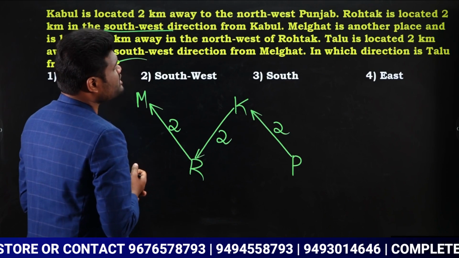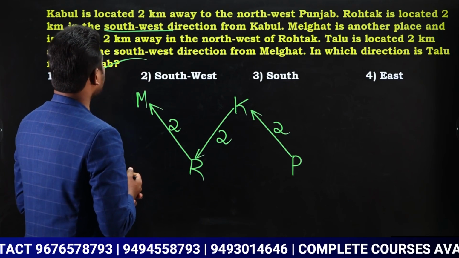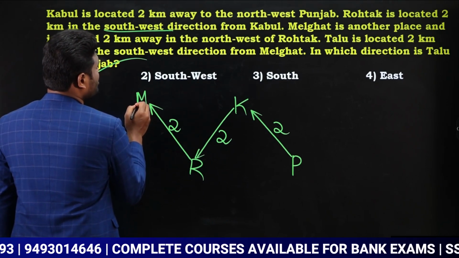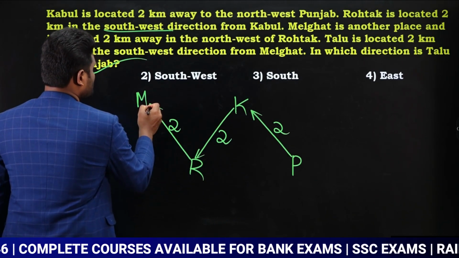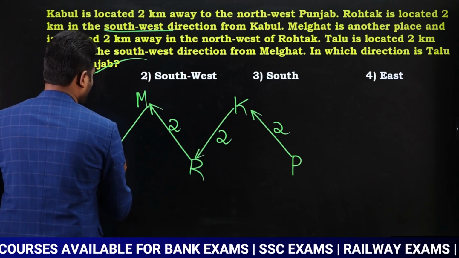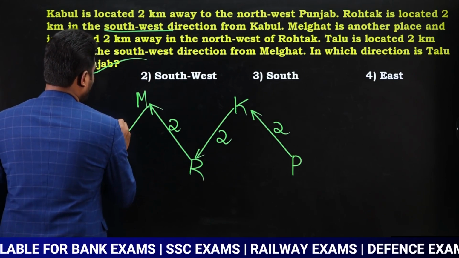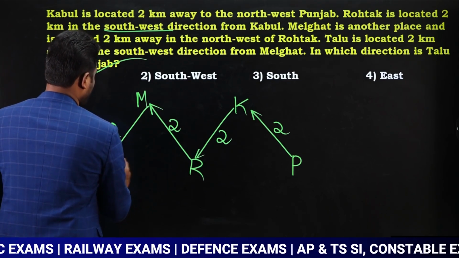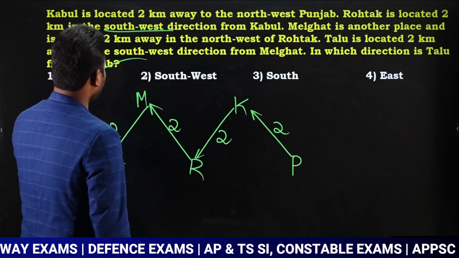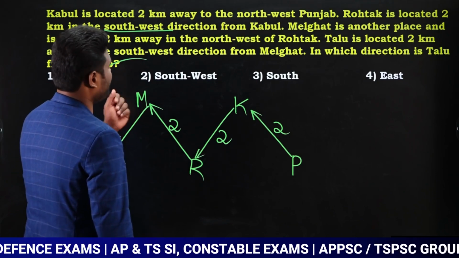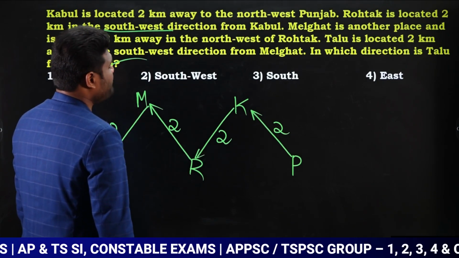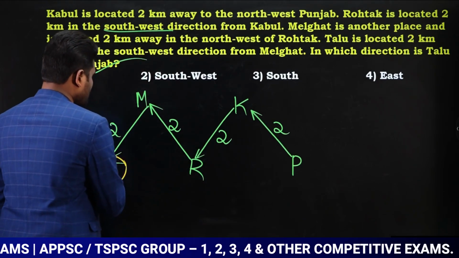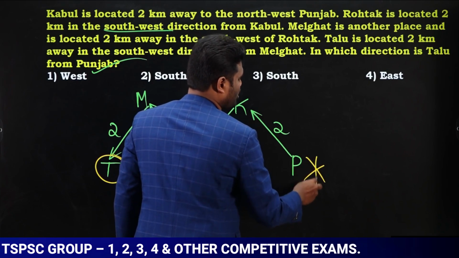Next one. Talu is located 2 kilometers away in the southwest direction from Malghat. Look at this, this is Malghat. So from Malghat southwest direction, this is south, this is west. So southwest direction means in between. Yes or no? Now 2 kilometers away, what is located? Talu. Talu is located 2 kilometers away in the southwest direction from Malghat. Now what is our question? In which direction is Talu from Punjab? Our question is to know in which direction Talu is from Punjab. Yes or no? From Punjab.